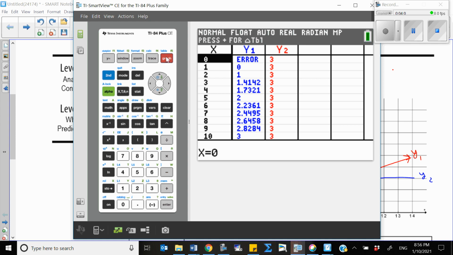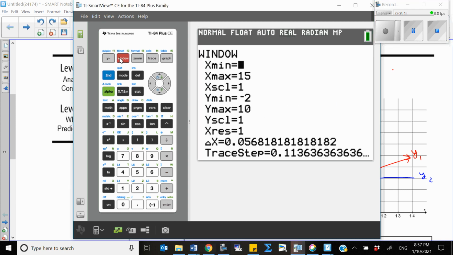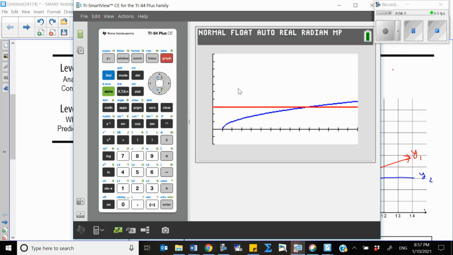You see, if I go to my calculator graph, let me make the window a little bit bigger. Okay, so I changed my window from 0 to 15, -2 to 10, so I can see this part of the graph as well. And this point is the intersection of these two graphs. This one is y2, which is y equal to 3, and this one is the graph of y equal to square root of x minus 1. So the intersection point, which is here, is the solution of this equation.